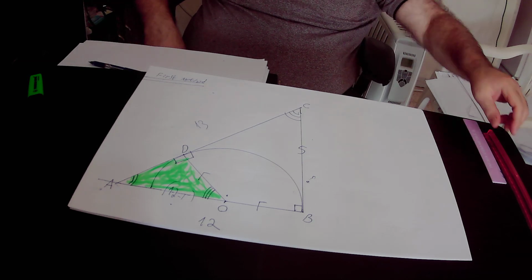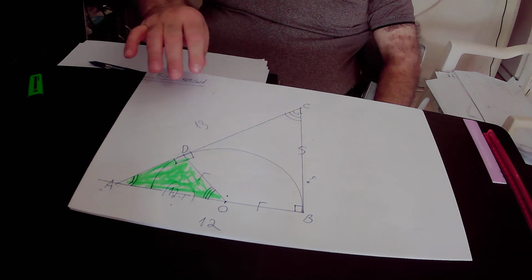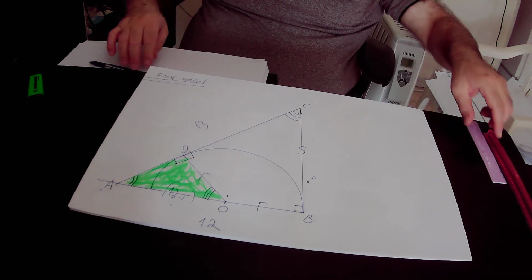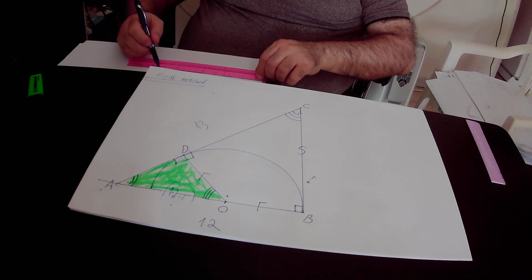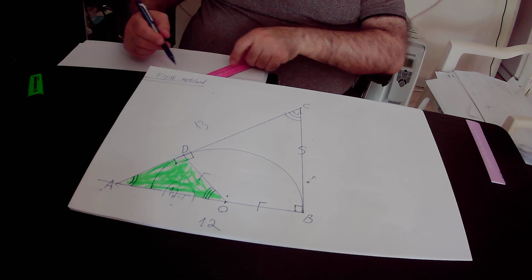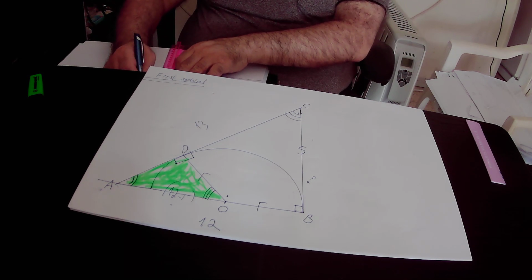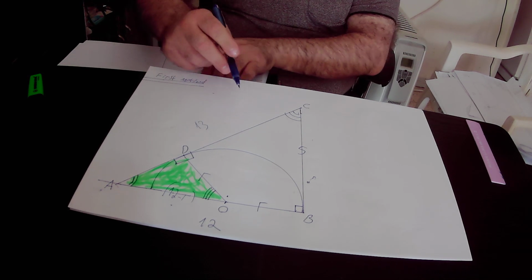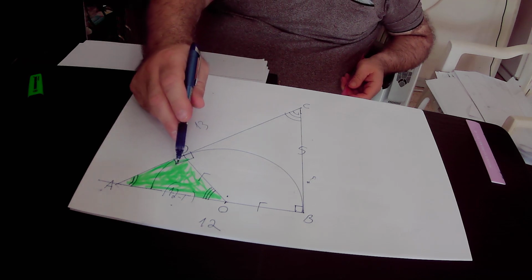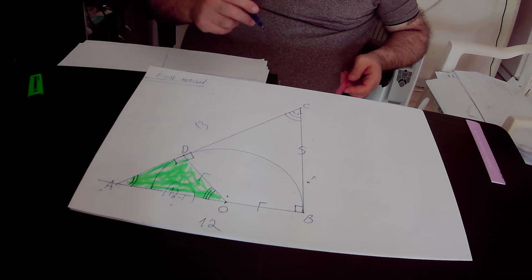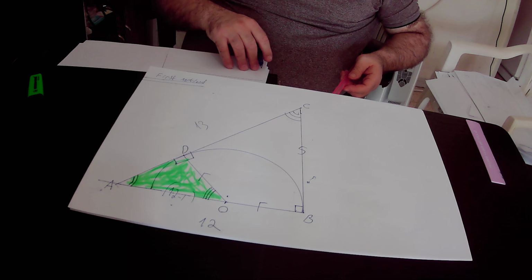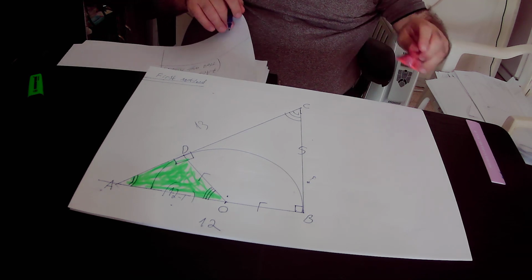So we actually found out that all three angles in triangle ABC are congruent to all three angles in the green triangle. Therefore, we actually proved that triangle ABC is similar to triangle ADO, the green triangle, according to the angle similarity rule. So I'll write it down.